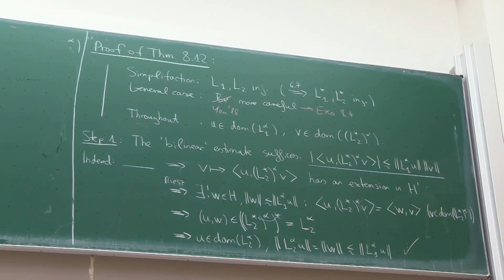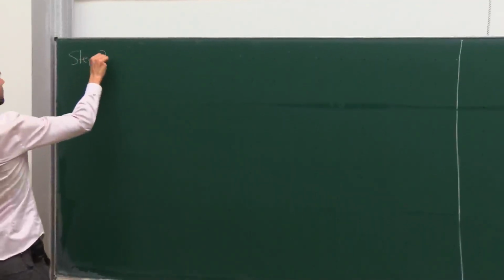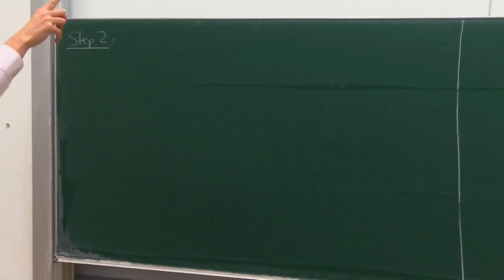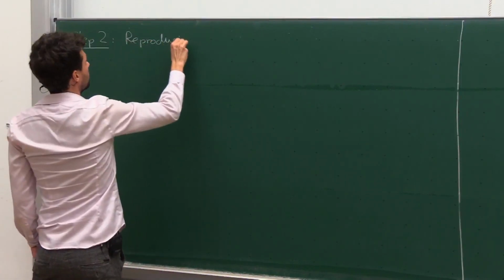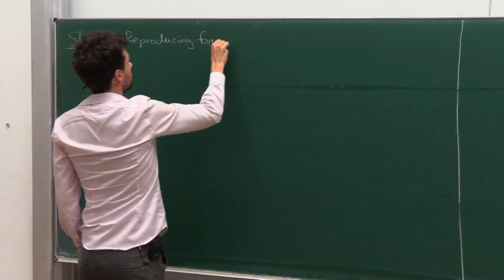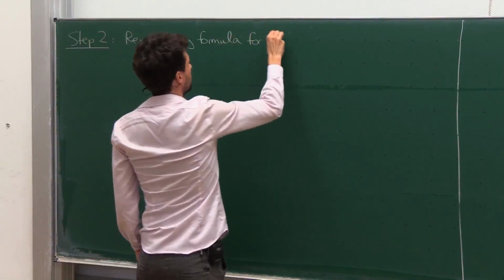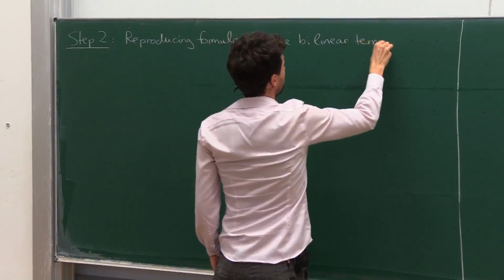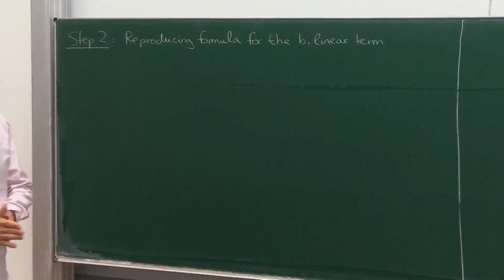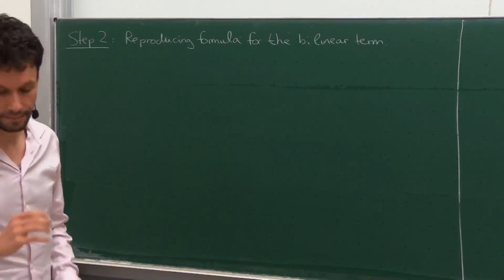Okay, so step 2. From now on, we just worry about this bilinear estimate, and the left-hand side of this estimate I'm going to call the bilinear term from now on. Okay, and step 2 is about a reproducing formula for the bilinear term. Okay, so for the inner product of U and L2 star to the alpha of V.